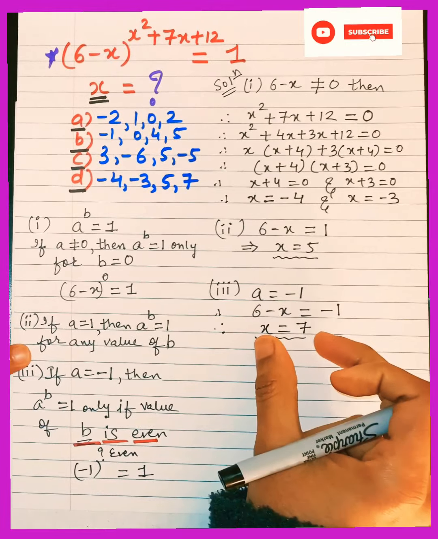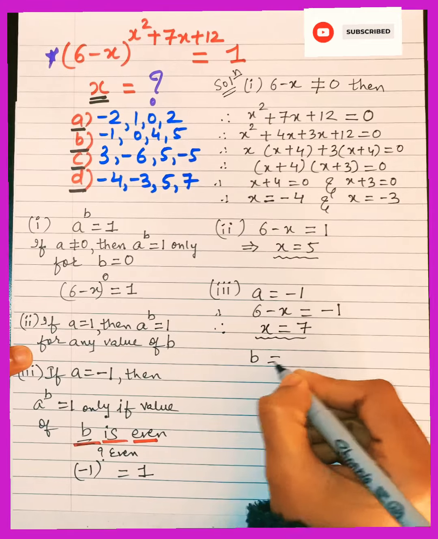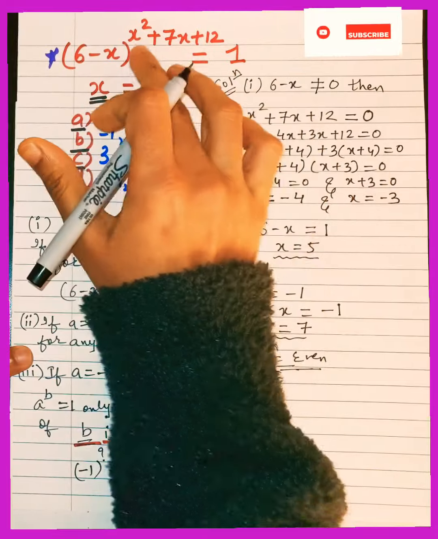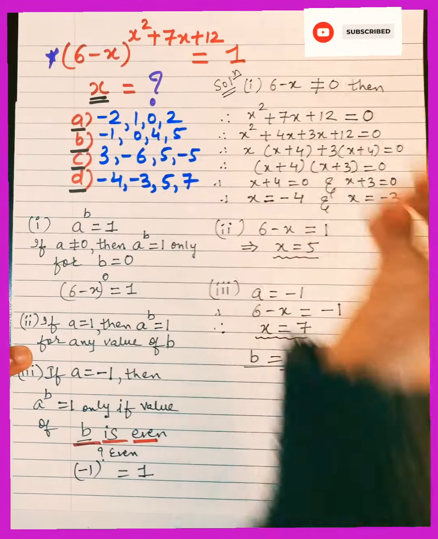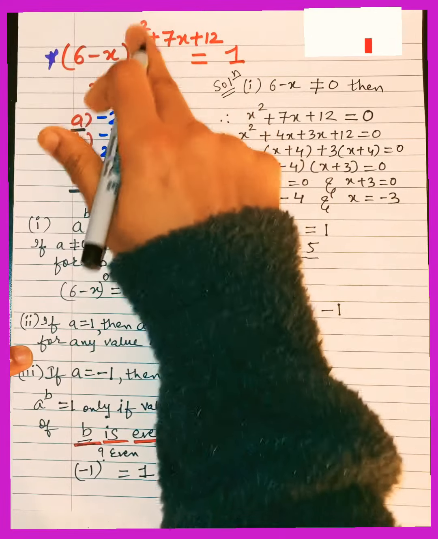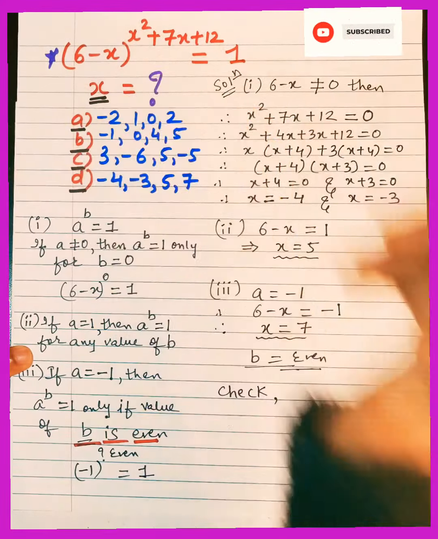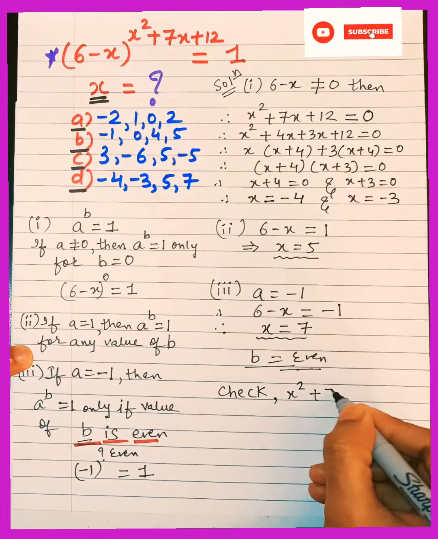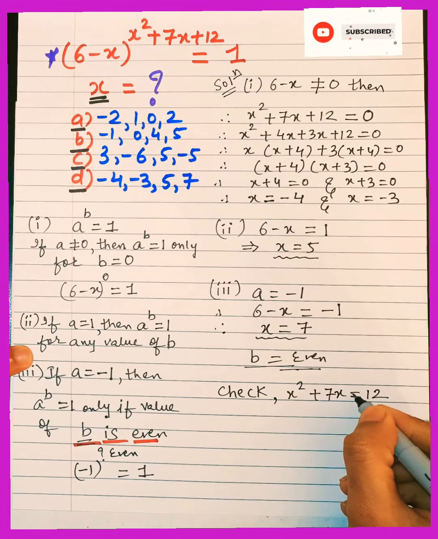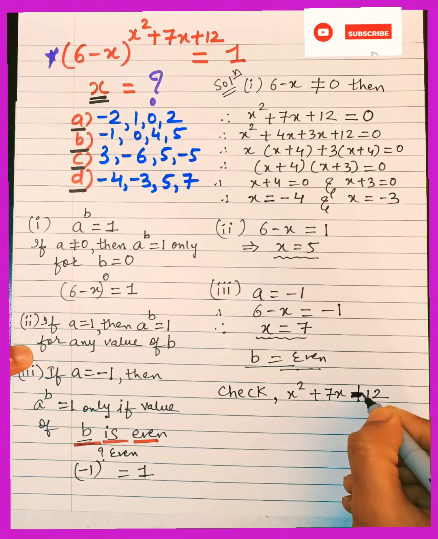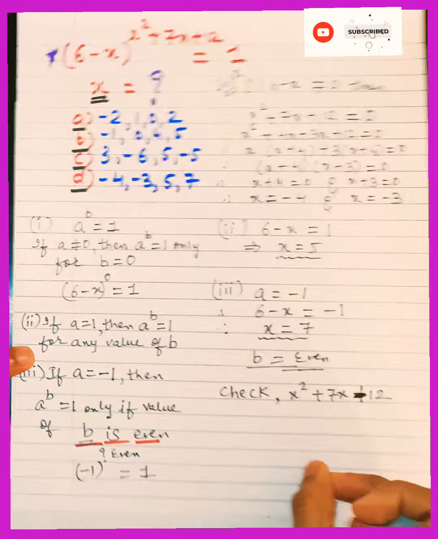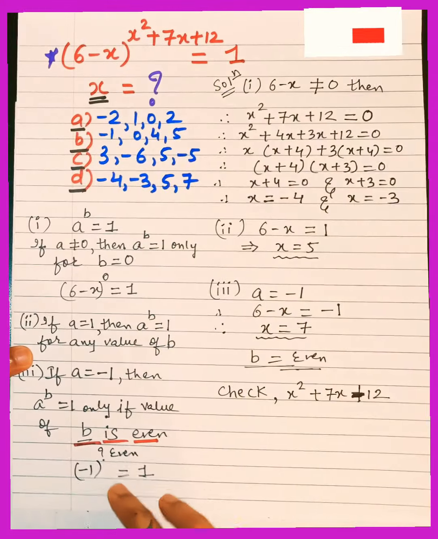But here there is a condition that b should be even. So this answer I should get even. Let us check whether we are getting even or not. This is our b: x square plus 7x plus 12. This should be even, then only we get 1 and the third condition is satisfied.